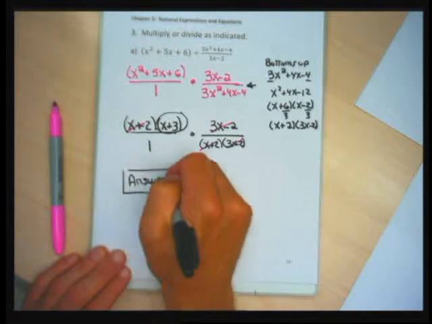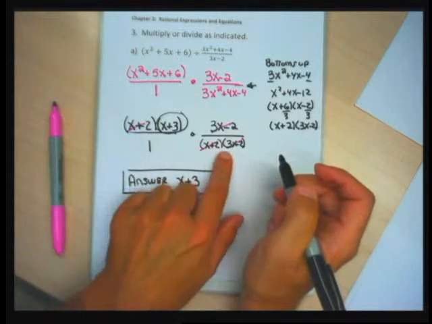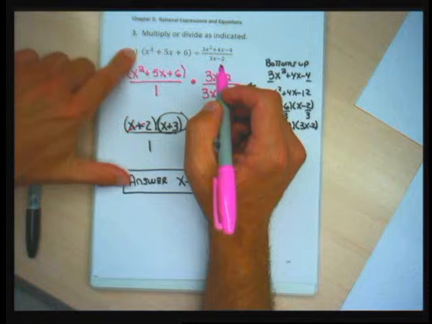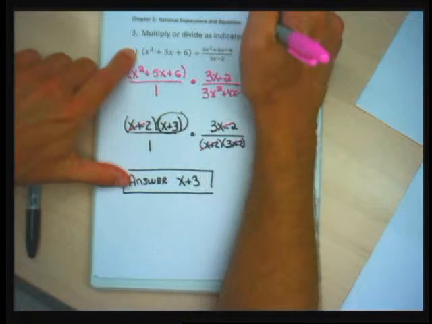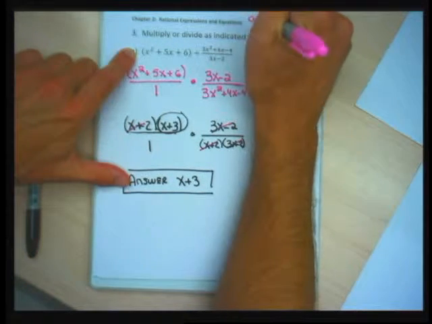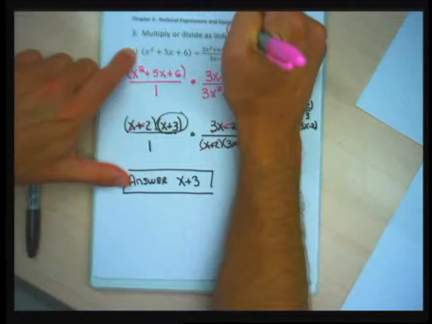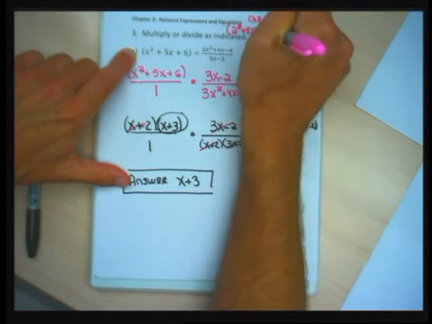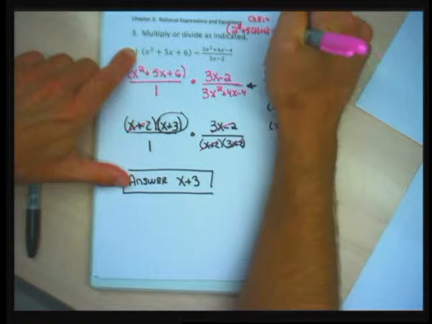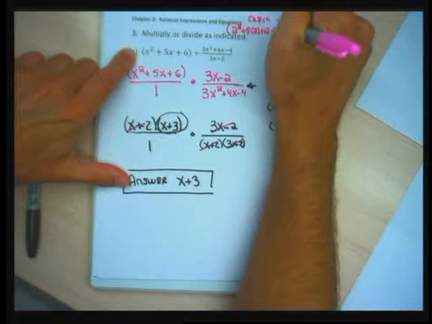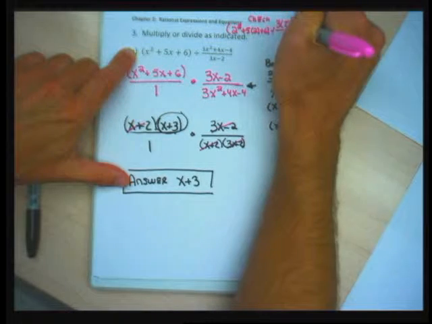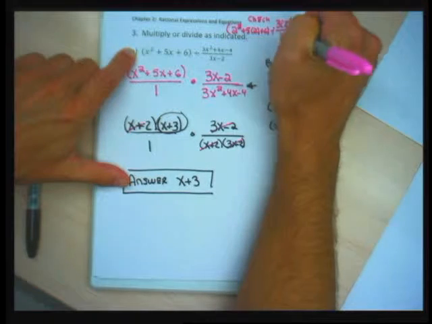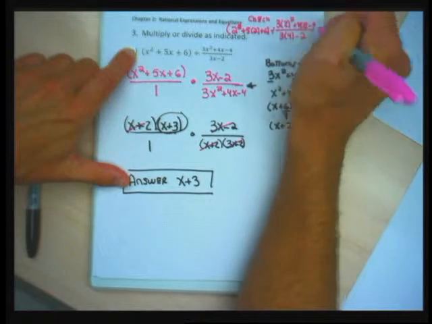I'm going to check. I think I can plug 2 in, because if I plug 2 in for x, then it doesn't make any of the parentheses 0. So I'm going to go to the original problem in my answer and plug 2 in for x for my checking. So for checking, I'm going to go 2 squared plus 5 times 2 plus 6 divided by 3 times 2 squared plus 4 times 2 minus 4 over 3 times 4 minus 2.